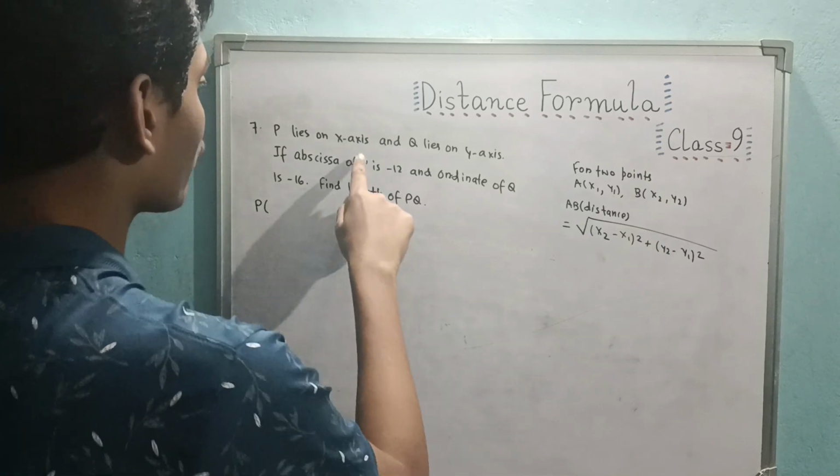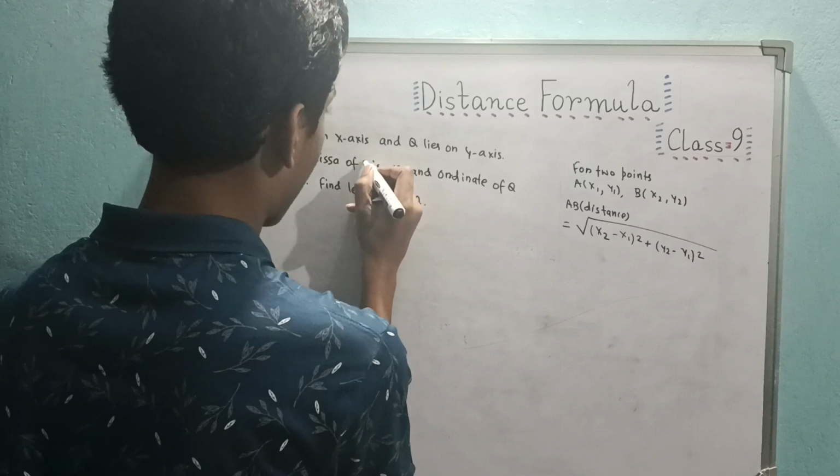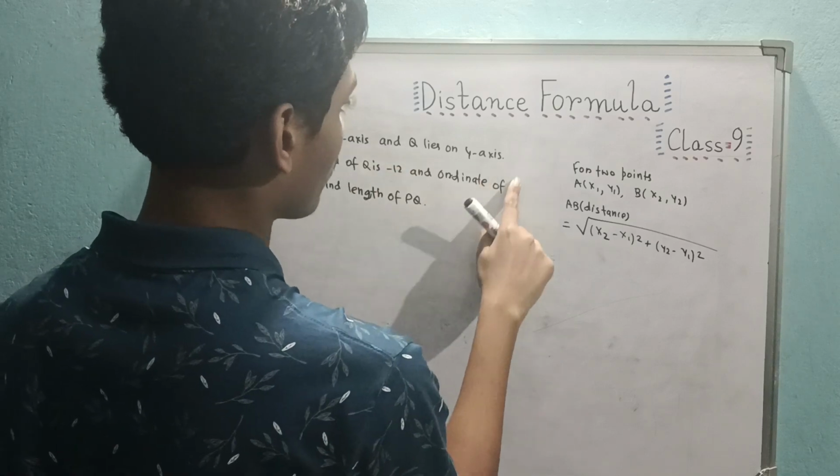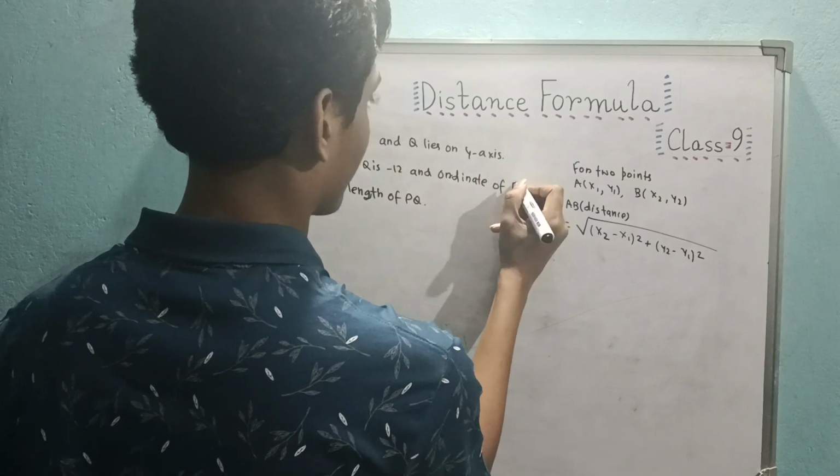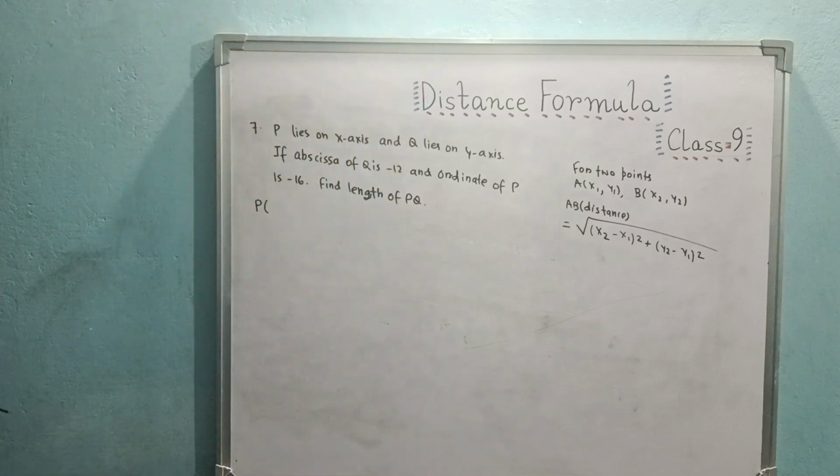Okay, no, it's actually twisted. Abscissa of Q is minus 12, ordinate of P is minus 16. Find the length of PQ. Okay, I understand it. So abscissa of Q is minus 12, ordinate of P is minus 16. I just wrote it the opposite way.